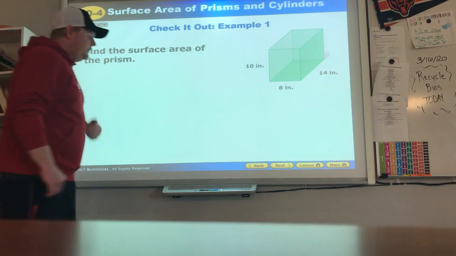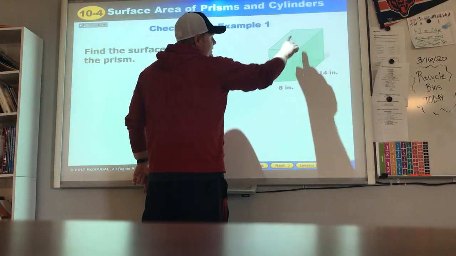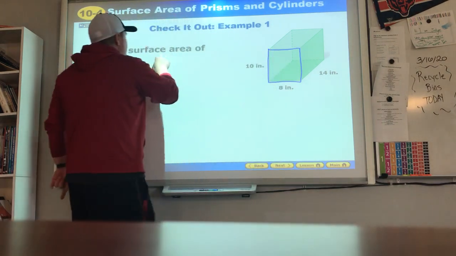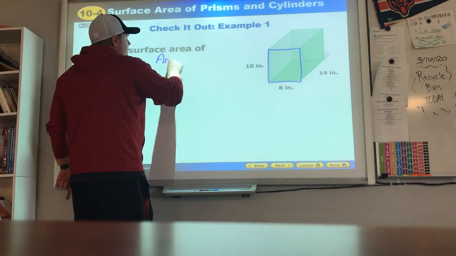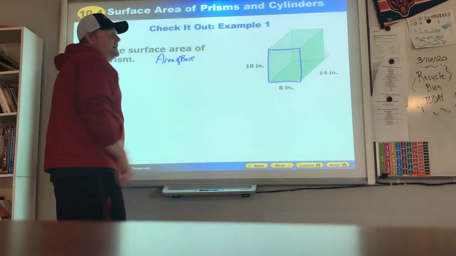Again, let's go ahead and find out what our base is. This side and that side are the same, so we want to focus on finding the area of the base.